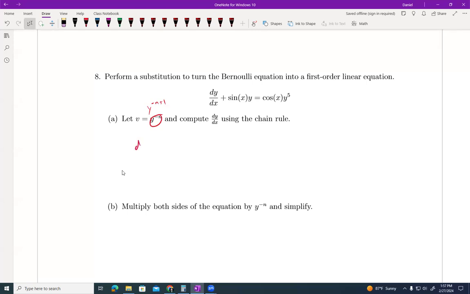So dv/dx would be equal to, taking the derivative of this, negative n plus 1 times y to the negative n. That's the derivative of the outside function, but now we have to use implicit differentiation to say that this is multiplied by dy/dx, or chain rule. Now it would probably help us to divide by this constant out front. So y to the negative n times dy/dx is the same thing as 1 over (negative n plus 1) times dv/dx.